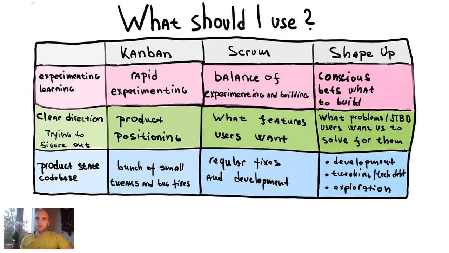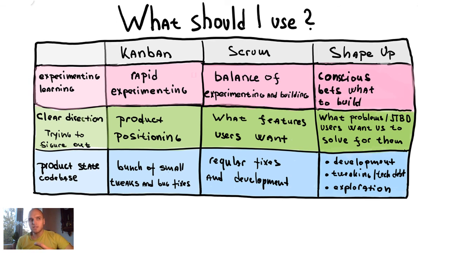In Scrum, because you work in 2-week sprints, you usually do something like, okay, let's build those new features, and after 2 weeks you can evaluate and prepare a plan for the next 2 weeks. So I would say there is more balance between experimenting and building. In Shape-Up, it's a little bit different. I think the people that are trying to use it are conscious that for 6 weeks you are betting on something.